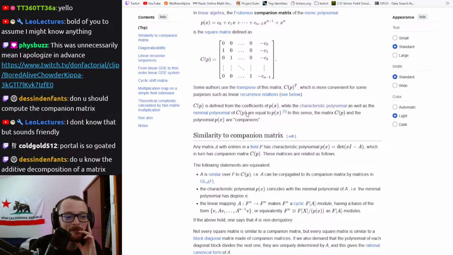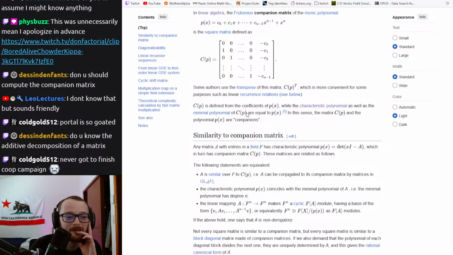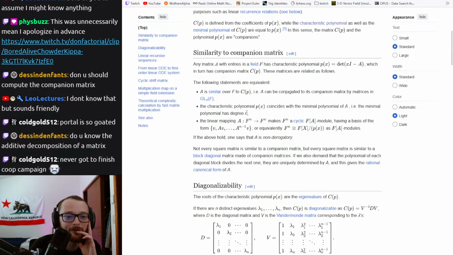Do you know the additive decomposition? Portal is goated. I don't know the additive decomposition of a matrix, no. Oh, the co-op campaign is good. I did it with a real life friend a long time ago.